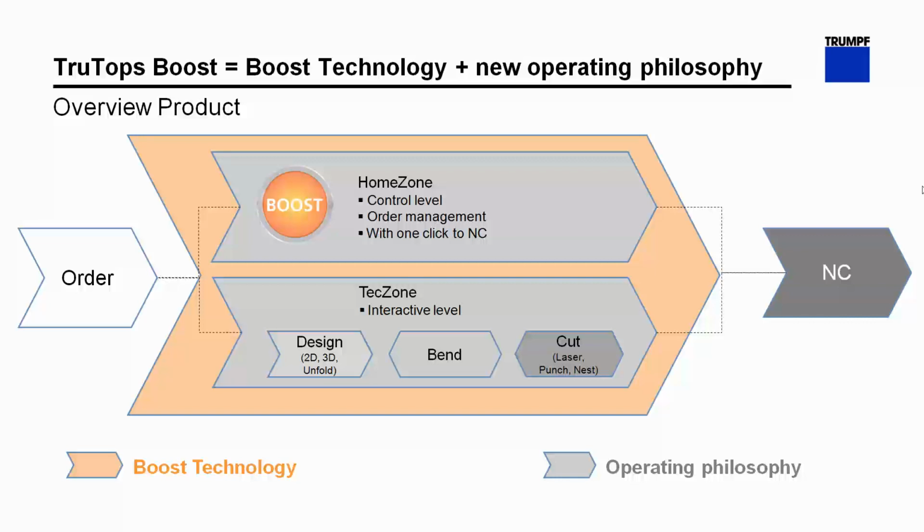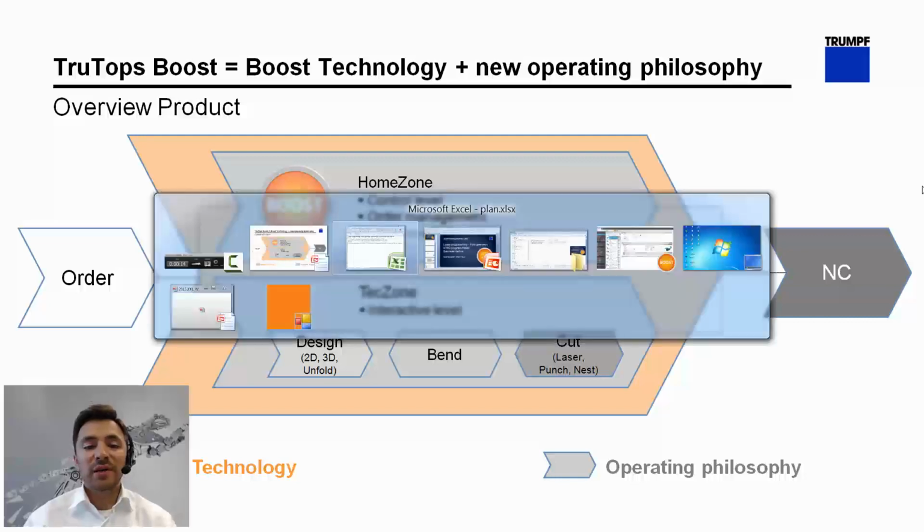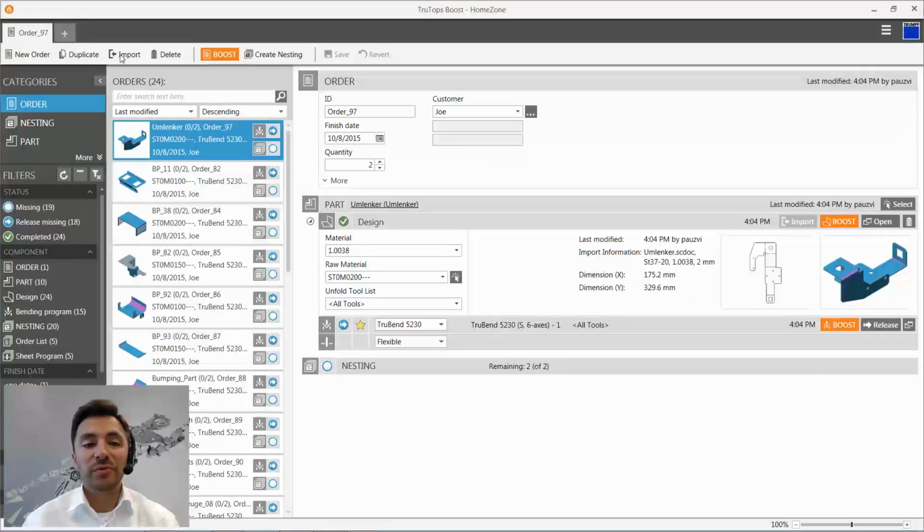The first one is called Home Zone. It's basically our control level where we manage our orders and start the calculations by pressing the Boost button. And the second level is the Tech Zone, our interactive level, where we modify the automatically generated solutions or where we create our 3D or 2D designs. So let's get started and switch over to TruTops Boost.